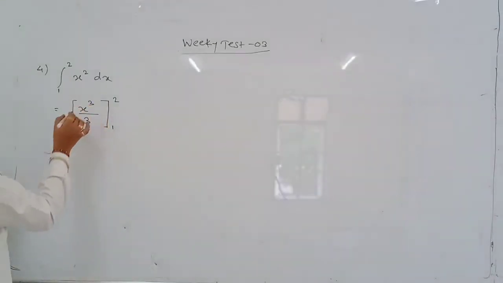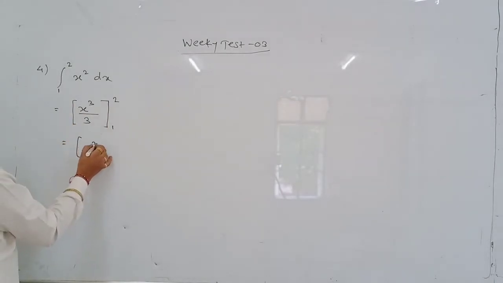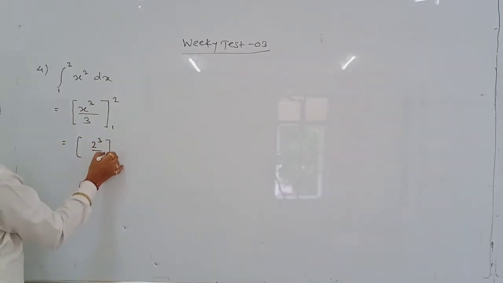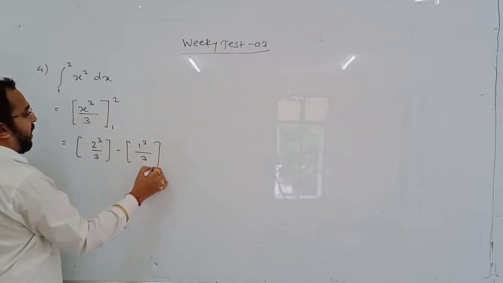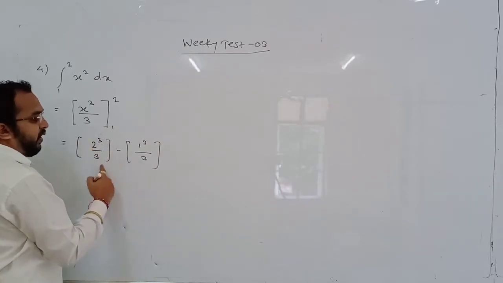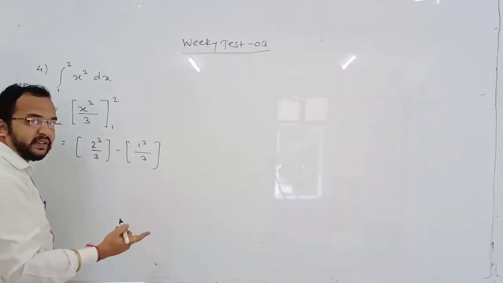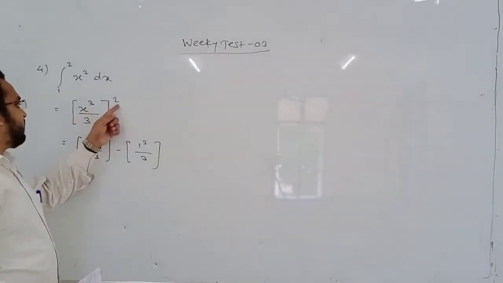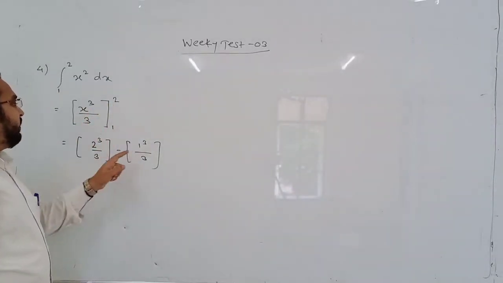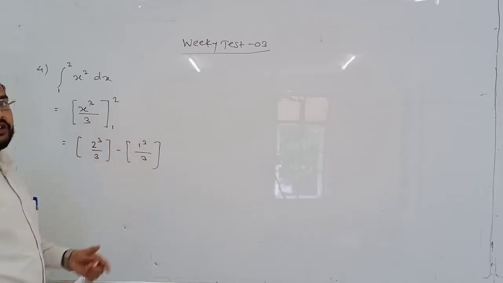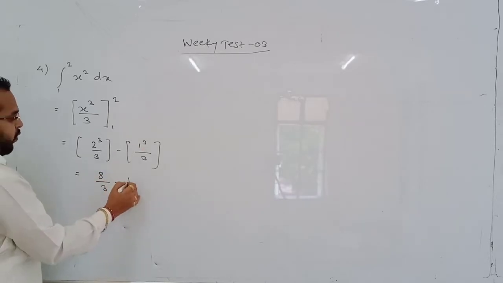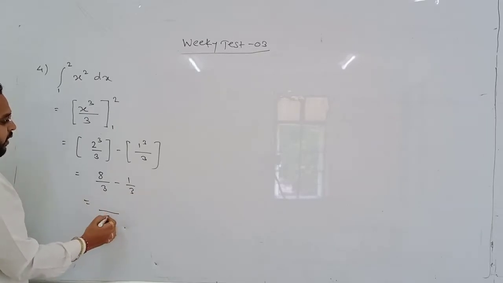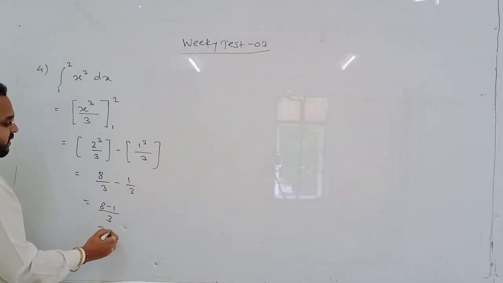First substitute the higher limit: it will be 2 cube upon 3, minus, then substitute the lower limit, 1 cube upon 3, and then subtract. 3 will appear in both terms because it is independent of x. So only in place of x substitute 2, and in place of x substitute 1, that is the upper limit and then the lower limit, and then subtract. So 2 cube is 8 upon 3 minus 1 upon 3, common denominator, it will be 8 minus 1 upon 3. The answer will be 7 upon 3.